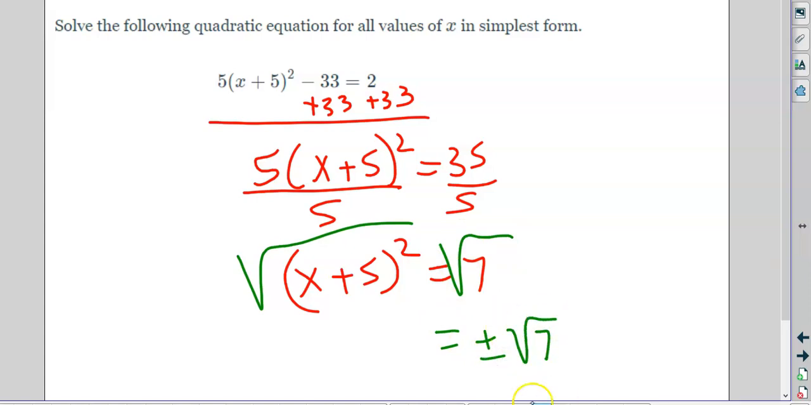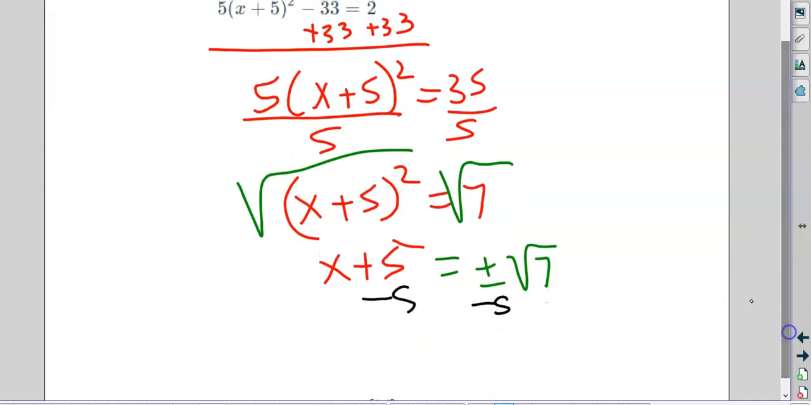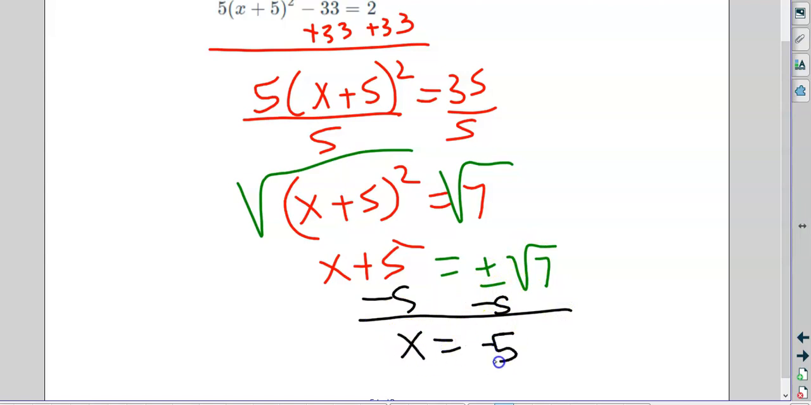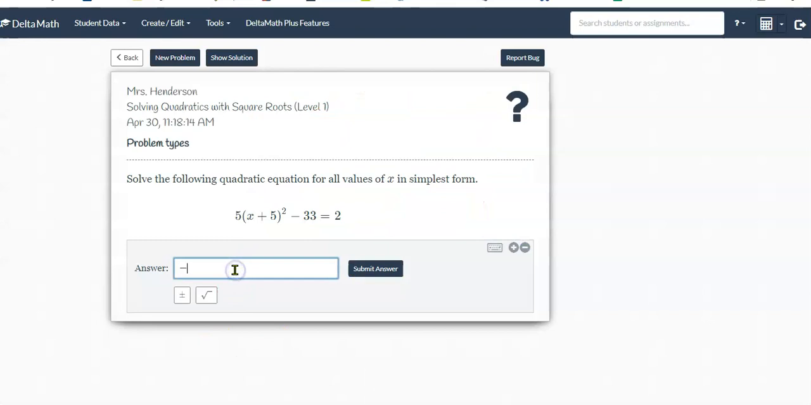Now 7 is not a perfect square, so I leave it in square root form, and then I subtract 5 from both sides. And remember, if you can't do the math, because you can't, you leave the math. So leave that integer right in front of the plus or minus sign. So the answer is negative 5 plus or minus the square root of 7.